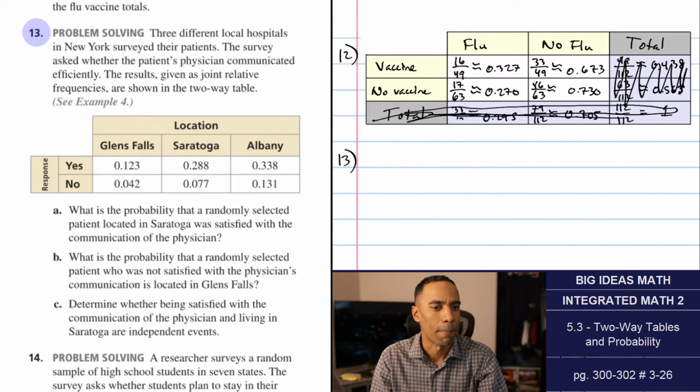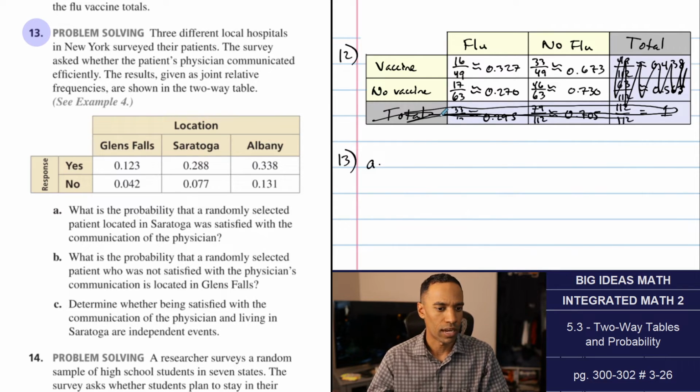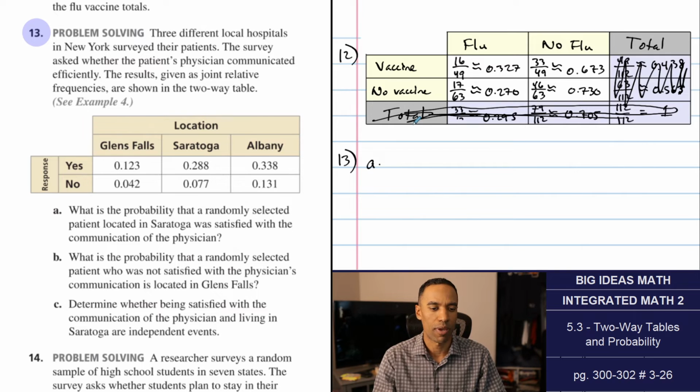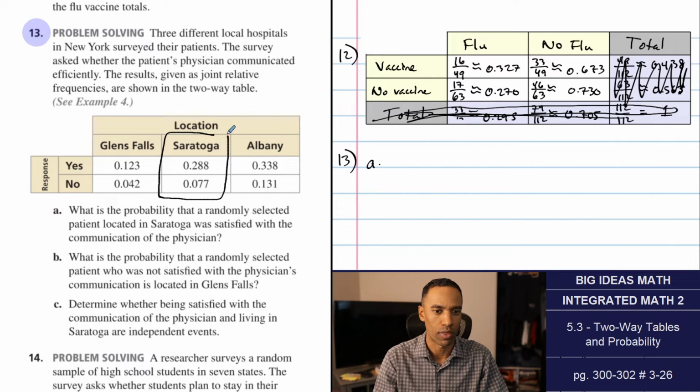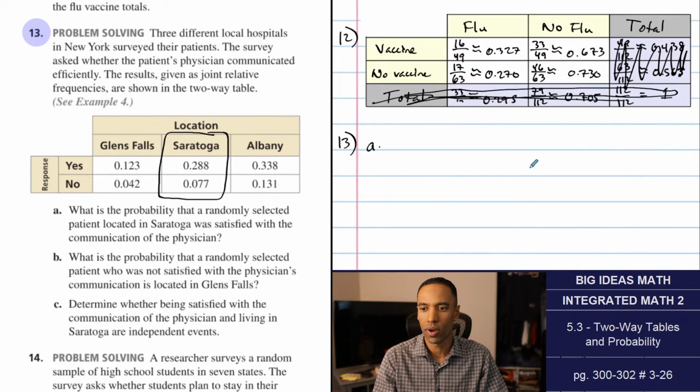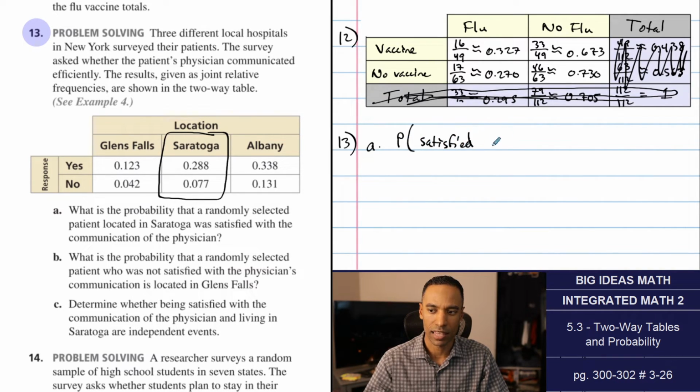So here's the two-way table. I'll leave the table there unless they ask me to make a new one, and it looks like they don't really. What's the probability a randomly selected patient located in Saratoga was satisfied with the communication of the physician? So we're only looking within Saratoga and want to look at whether they were satisfied or not. So what we want to do here is the probability of satisfied, given that they live in Saratoga.